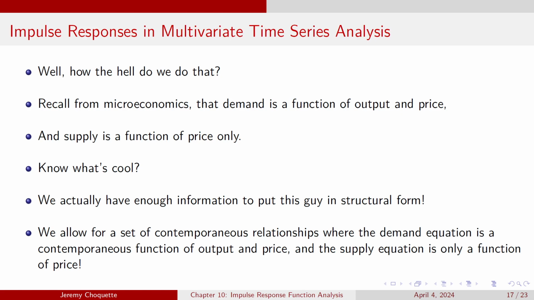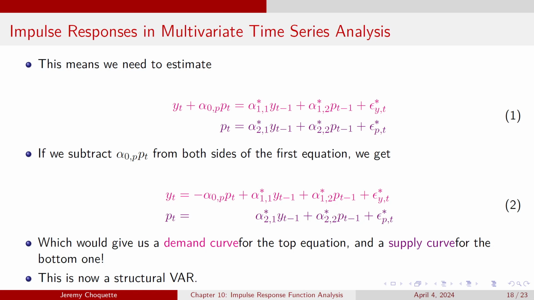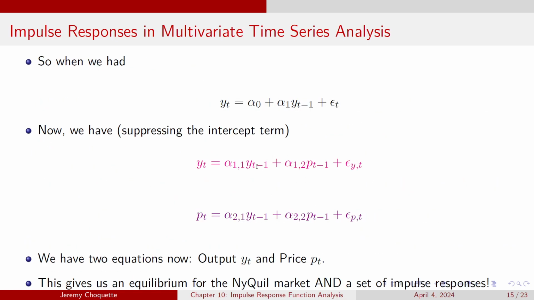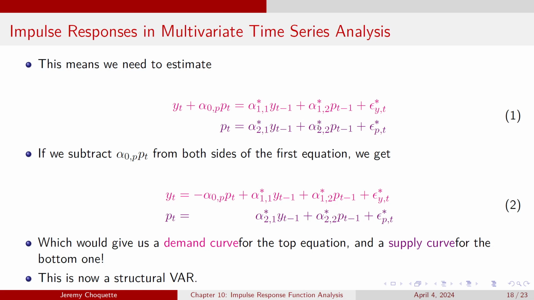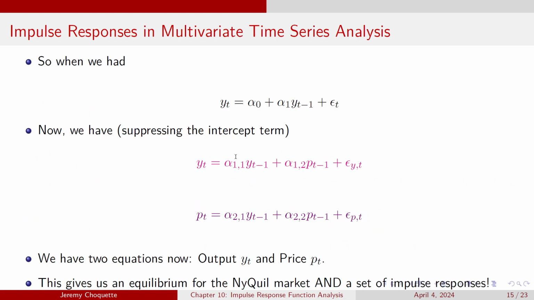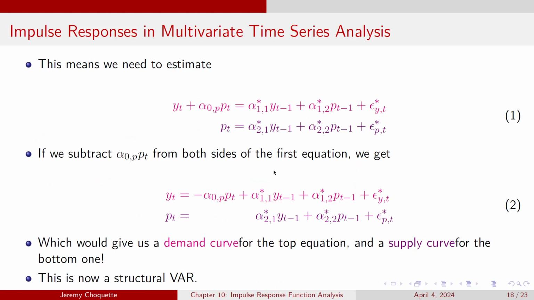So here's the cool thing. From just those two bullet points right there, I actually have enough information to put this guy into a structural form. So I can allow for a set of meaningful contemporaneous relationships where demand is a contemporaneous function of output and price, and supply is only a function of price. So it tells me I need to estimate equation 1 and equation 2. And really all I need to do is just estimate these two equations right here and then do a little bit of algebra to get this. Because all the information I need is in here. It's just not in the form it needs to be yet.